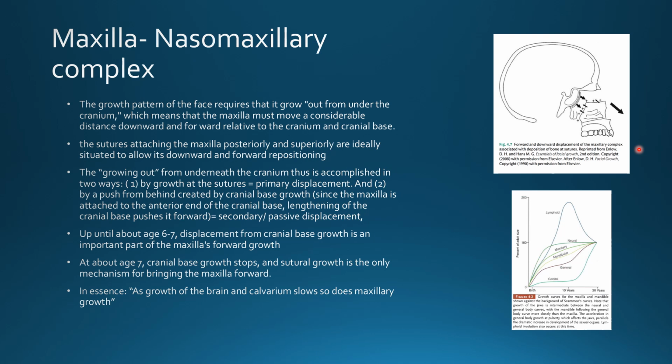There is also secondary displacement because the maxilla, as it is attached to the cranial base and the cranial base is also growing, it will also push it downward and forward, and this is called secondary displacement. So حنشوف إنه المجزلة بأول 7 سنين من العمر it gets pushed to the front, and a large portion of that is due to the growth of the cranial base. But after that, all the growing of the maxilla is due to primary displacement or bony growth at the sutures.